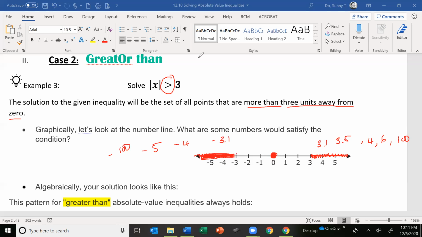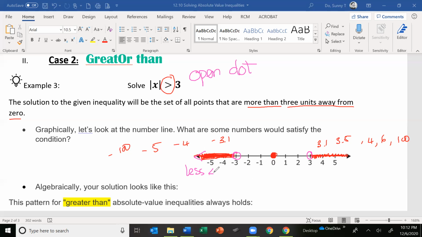At -3, because this one is only greater than, we're going to have the open dot to indicate that it's not included. So we're going to put an open dot at 3, and an open dot at -3 to indicate that it's going to that side, and 3 and -3 are not part of the solution. So how do we represent this algebraically? Because this one is to the left of -3, it's going to have all the numbers that are smaller than -3.